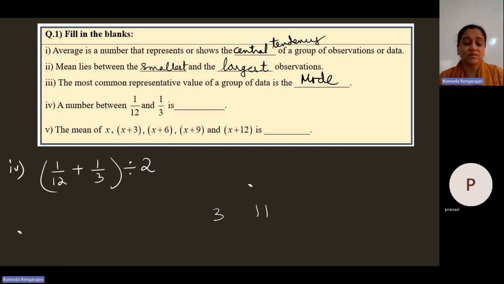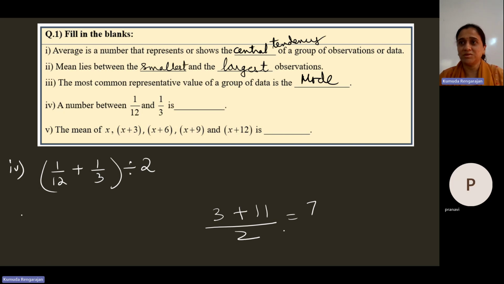So I was telling you, if the numbers are 3 and 11, a number between 3 and 11. How do you find that? Find the sum of the two numbers and divide by 2. So 14 by 2, 7. A number between 3 and 11 is 7.